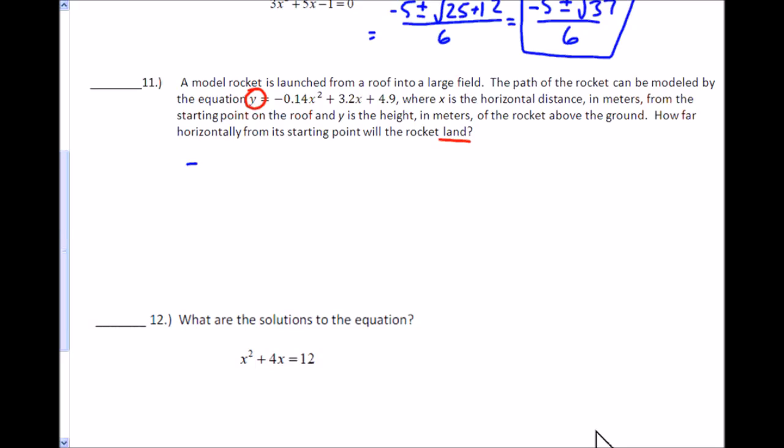Let me get rid of that. Let me write it correctly. Let me try this again. x squared plus 3.2x plus 4.9 equals 0. Okay, so I want to know when this thing is going to equal 0.